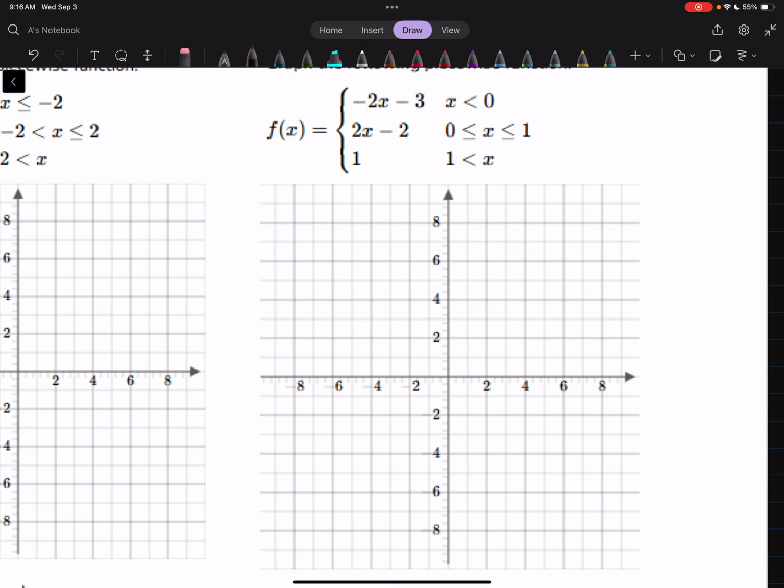All right, first, negative 2x minus 3, where x is less than 0. I'm going to graph this entire function by hand with a dashed line and then restrict it to this given domain. So negative 3 I know is my y-intercept, and my slope is negative 2. So I'm going to go down 2, right 1 to get the right side of my graph. And I'm going to go up 2, left 1 for the left side of my graph.